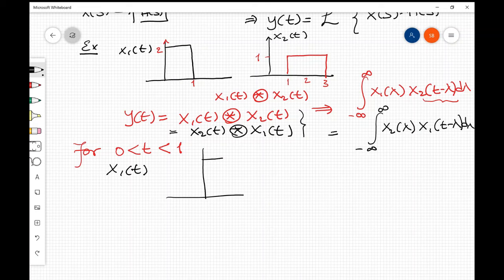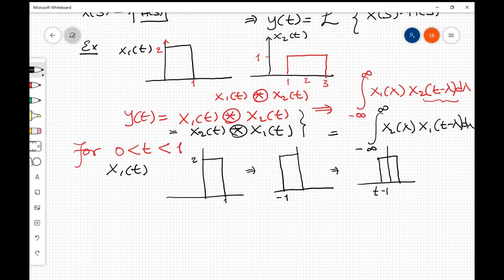So x1(t), which has 2 and 1, I'm going to reverse first, so it will be reversed, which is minus 1 here, and then it's going to be shifted. By shifting, I mean I will shift it by t. So in that case I'm going to have t minus 1 and t here, as long as that gap is 1. So this is x1(t minus λ), this is x1(minus λ), this is x1(λ). I'm going to add this curve here, and shift it in time.